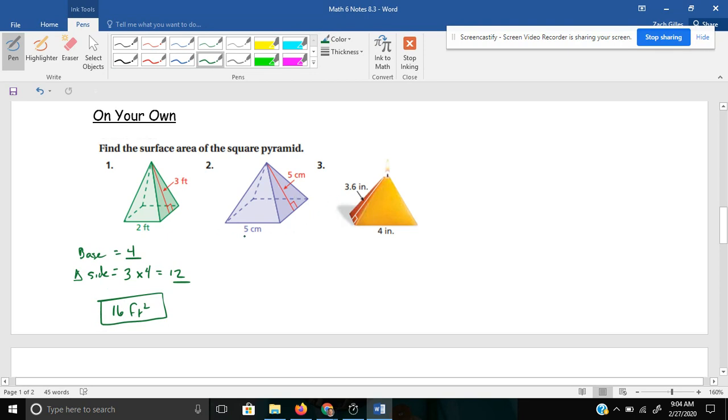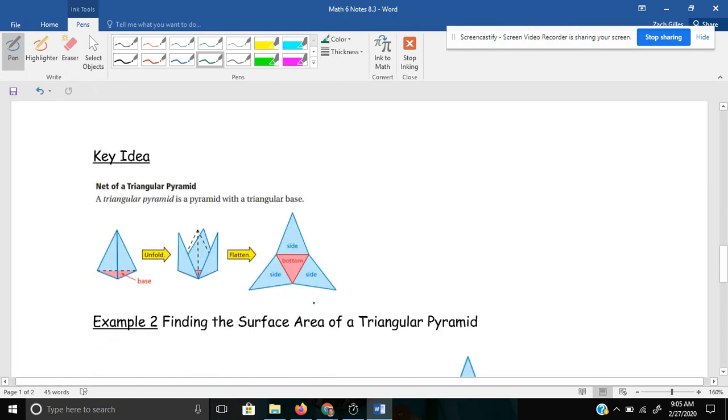All right. The same strategy would be used for both 2 and 3 as for the first example and this first on your own. So I'm just going to give you the answers here. And if you don't quite get them, make sure you come ask. Number 2, you should arrive at 75 centimeters squared. And number 3, looks like some type of fancy candle. You should come up with 44.8 inches squared for the surface area of that candle. Like I said, if you didn't arrive at these answers, please come ask for some help.